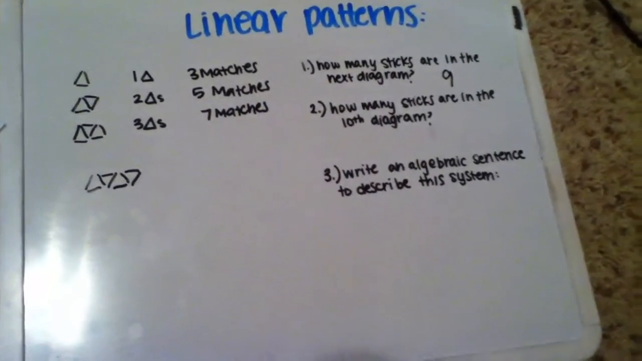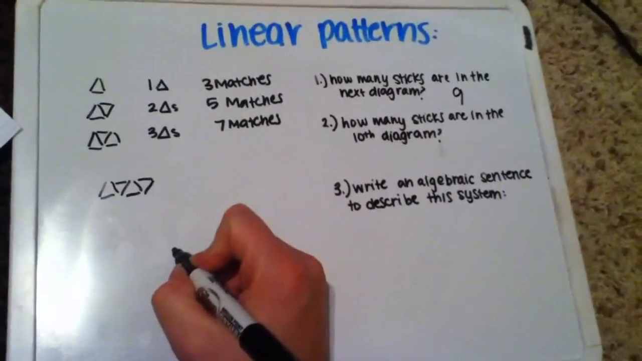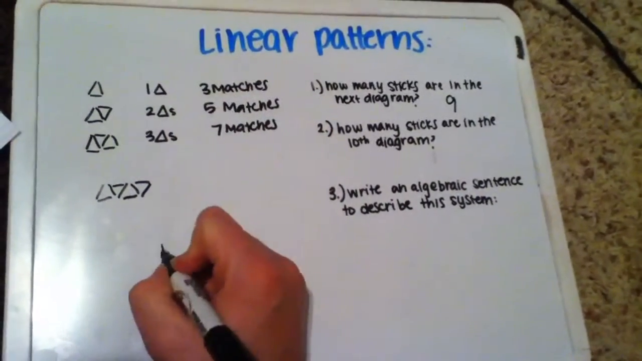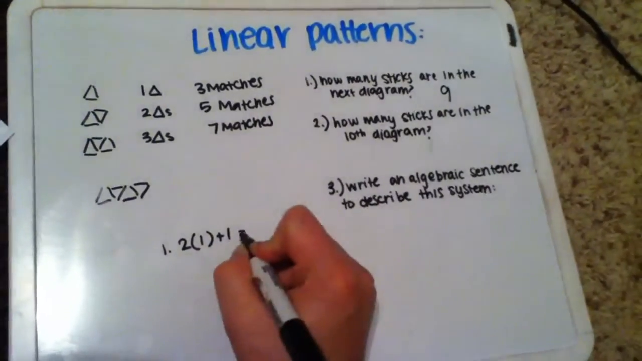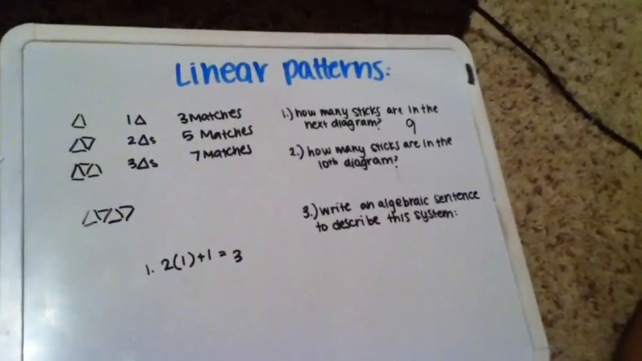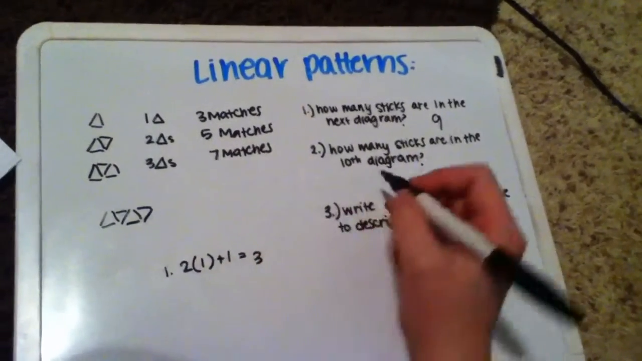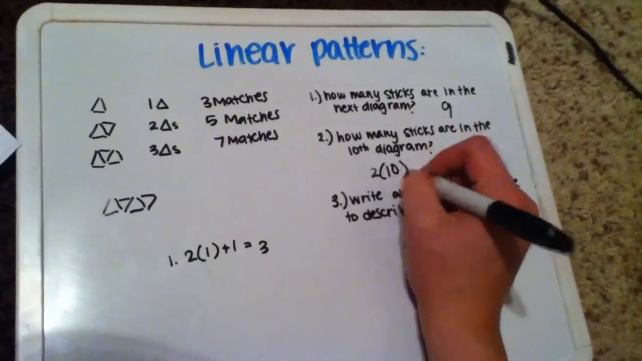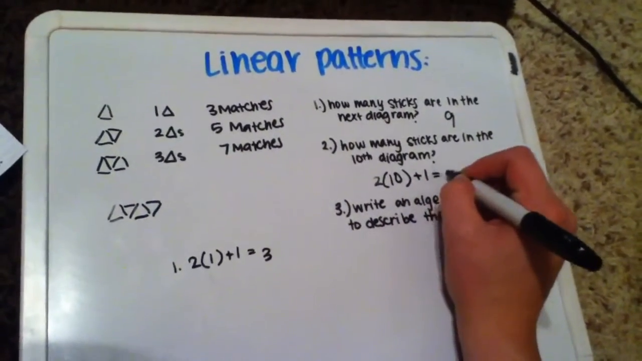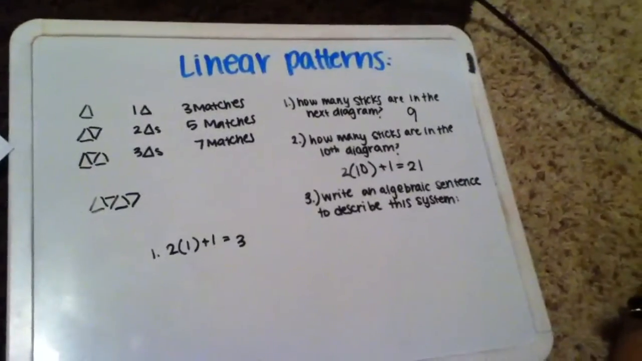And so how many sticks are in the 10th diagram? So now that we know that before this, the first one on here was 2 times 1 plus 1 equals 3, we can just add in a 10 instead of that 1 to get the correct answer. So this would be 2 times 10 plus 1 equals 21. So there will be 21 sticks in the 10th diagram.